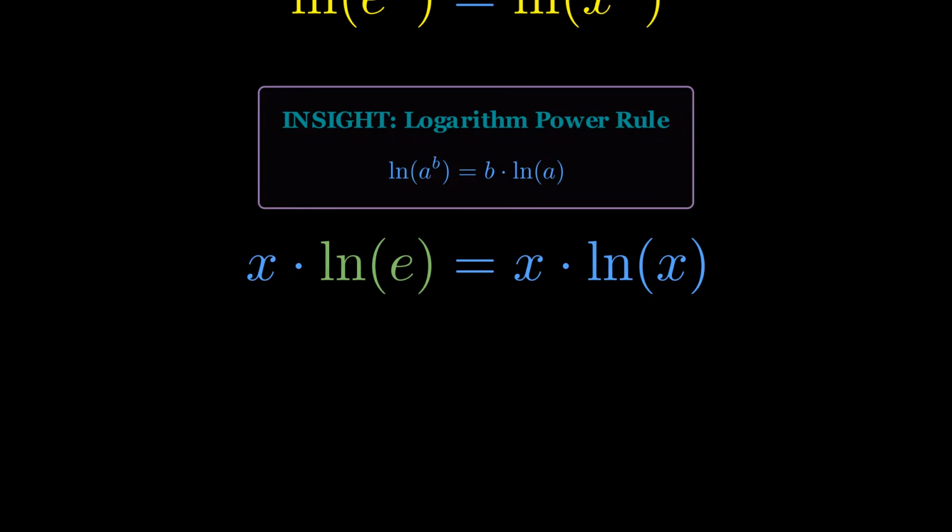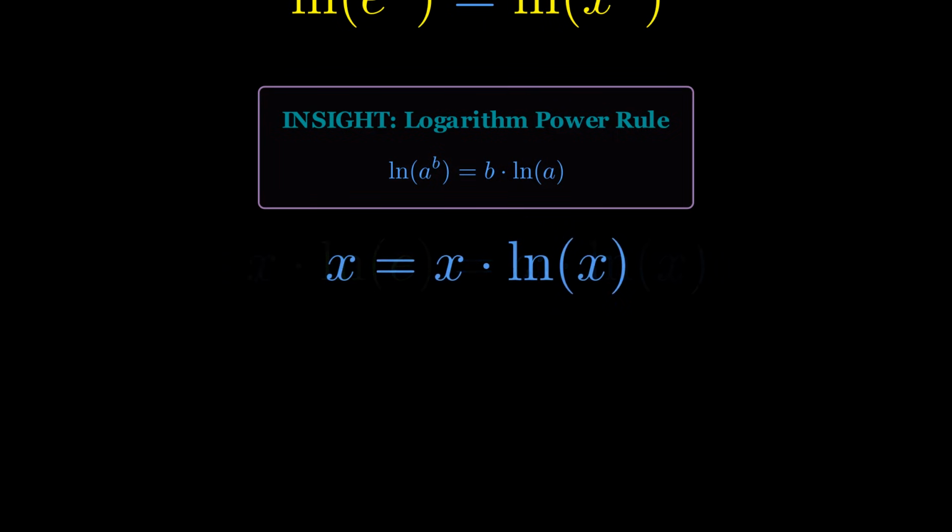Here's where things get nice. Natural log of e is just 1. That's essentially the definition of e. It's the number where the natural log gives you 1. So this simplifies to just x equals x times natural log of x. Since we know x isn't 0, we can divide both sides by x. And we're left with 1 equals natural log of x.